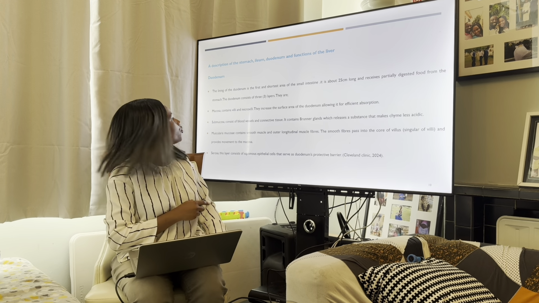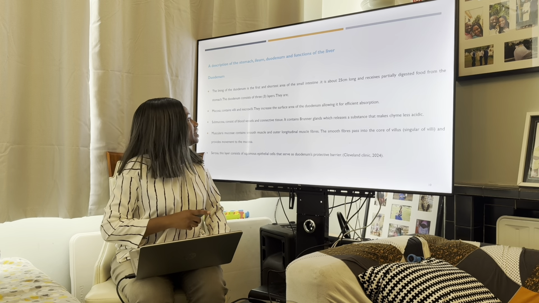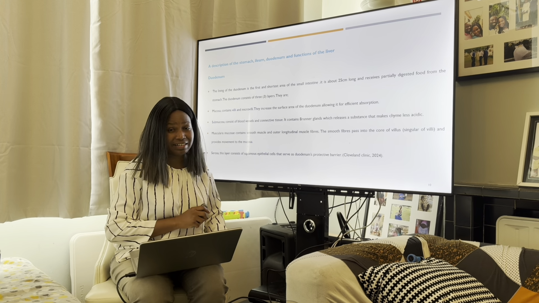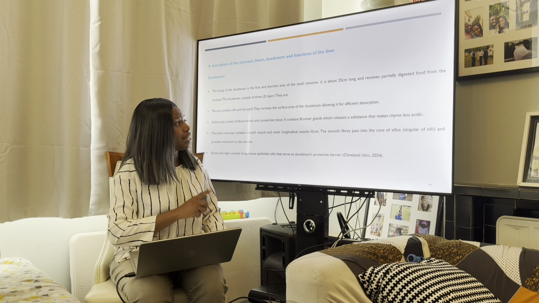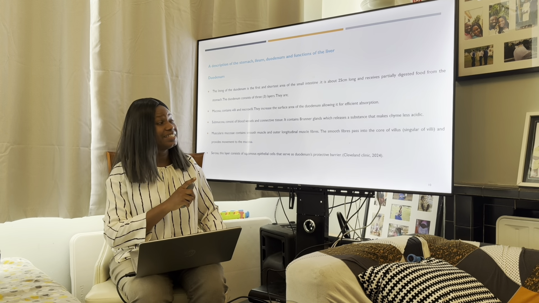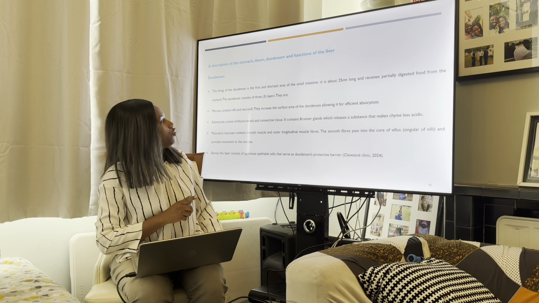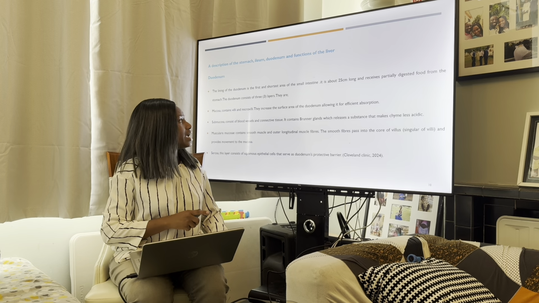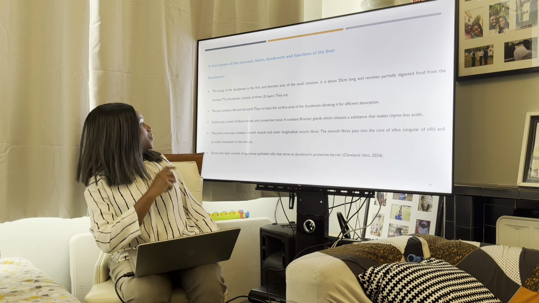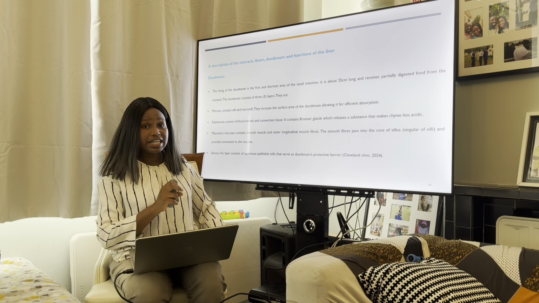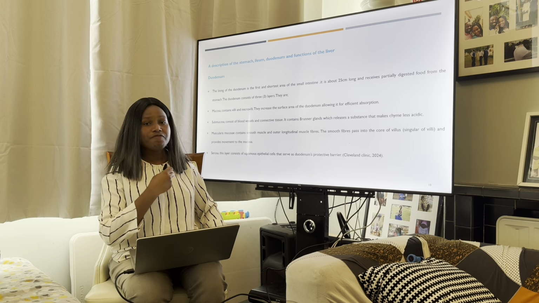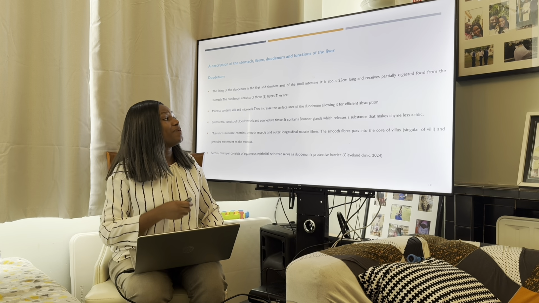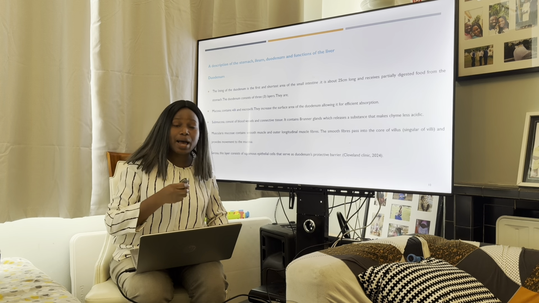The duodenum. The duodenum is the first and shortest area of the small intestine, about 25 centimeters long, and receives partially digested food from the stomach. The duodenum consists of 3 layers. They are: mucosa, which contains villi and microvilli. They increase the surface area of the duodenum, allowing for efficient absorption.